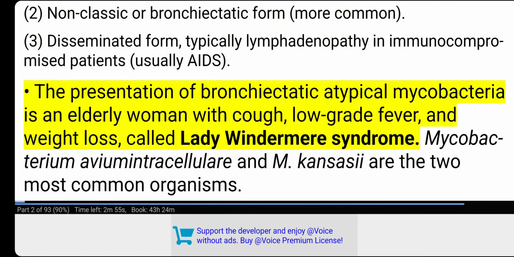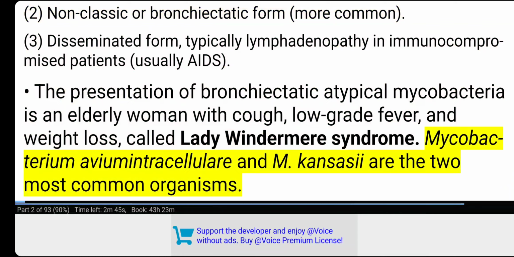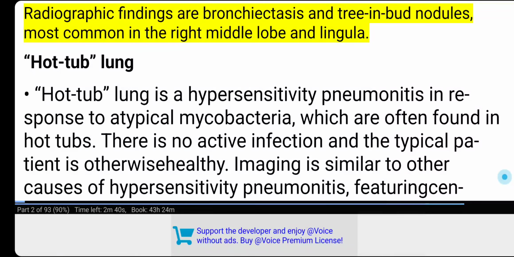The presentation of bronchiectatic atypical mycobacteria is an elderly woman with cough, low-grade fever, and weight loss, called Lady Windermere syndrome. Mycobacterium avium intracellulare and M. kansasii are the two most common organisms. Radiographic findings are bronchiectasis and tree and bud nodules, most common in the right middle lobe and lingula.